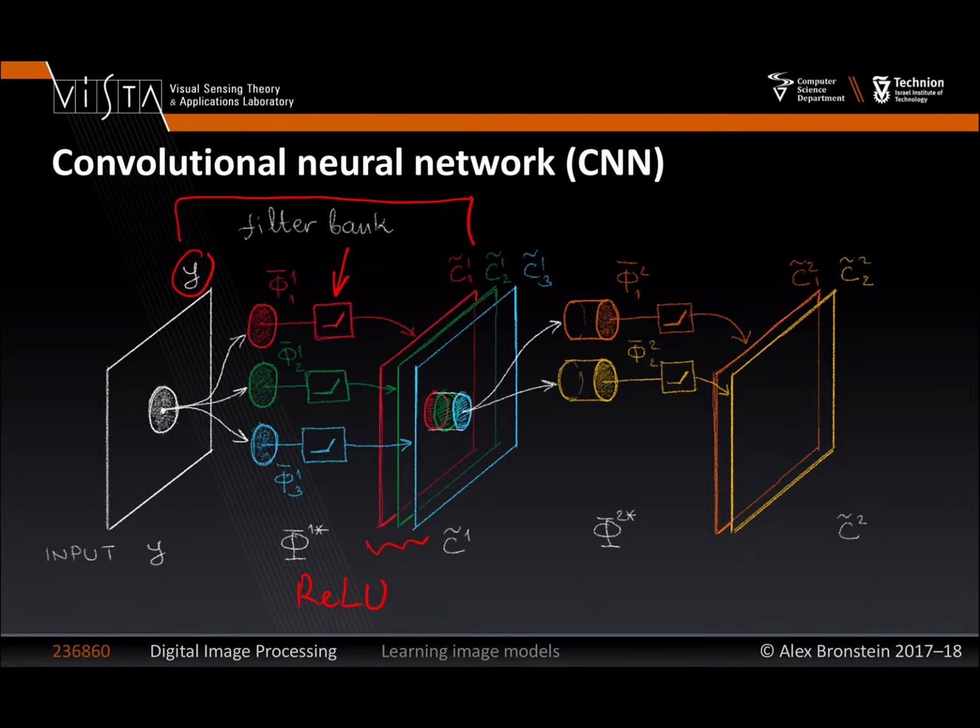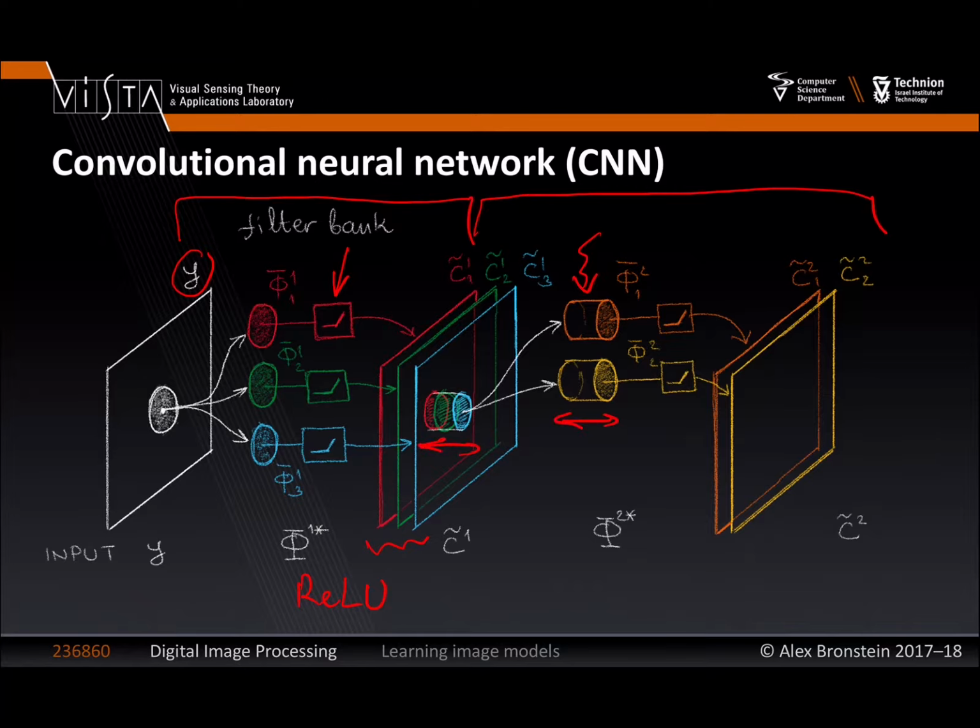Okay, so this is the output of the first layer, and this output of the first layer serves as the input to the second layer. And in the second layer, again, we apply a bank of filters. Now, just pay attention that the filters are basically 3-dimensional filters. Basically, we are also summing along this direction.